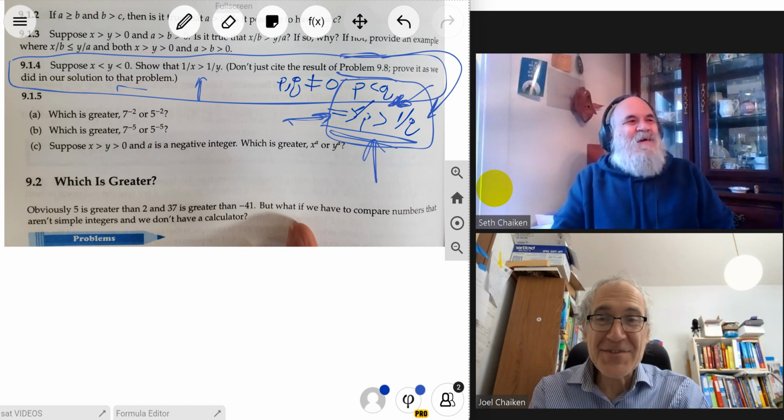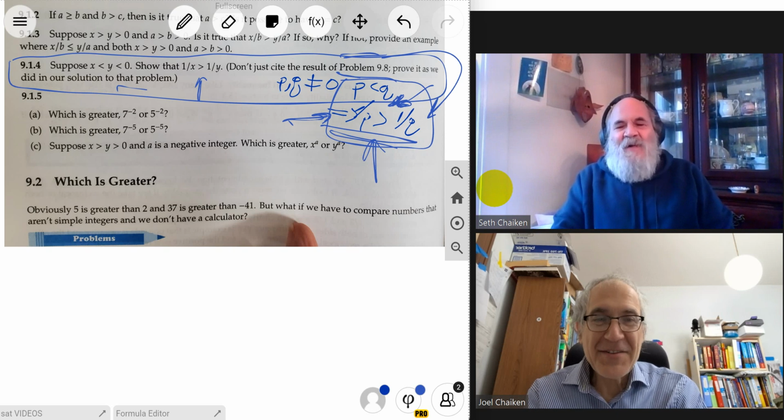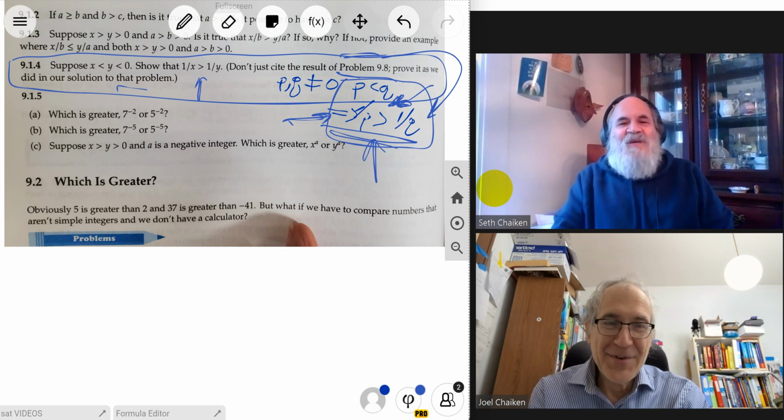Discussing this is about when you see a problem and you're not sure how to do it, go back to the textbook to see how they do it. Okay, so you don't want to hear any more about it. Move on to the next problem.